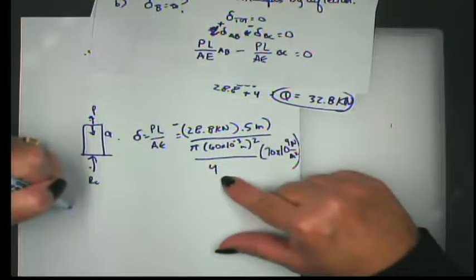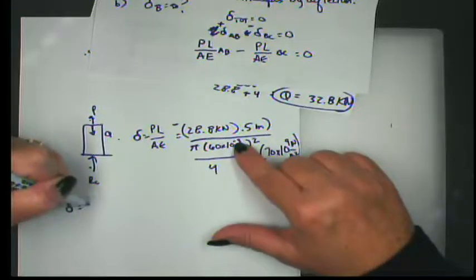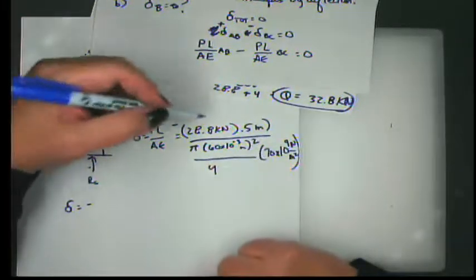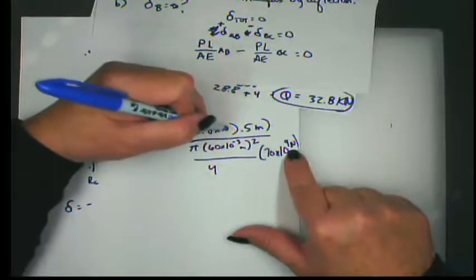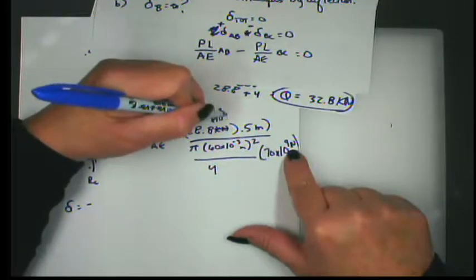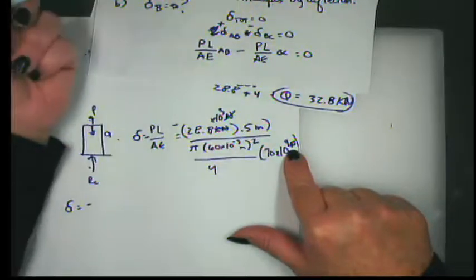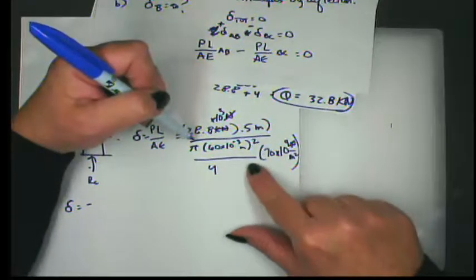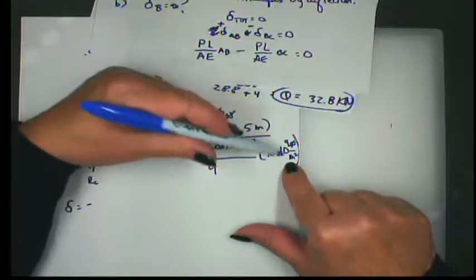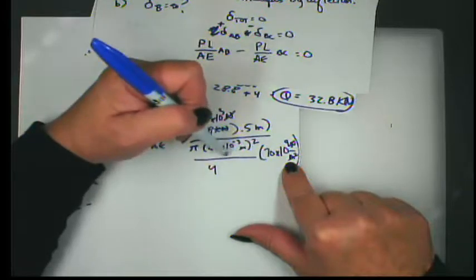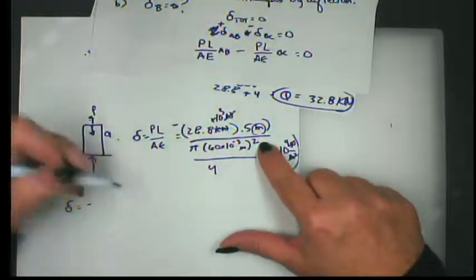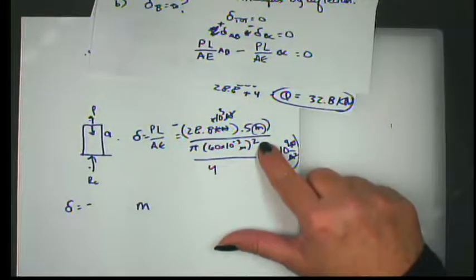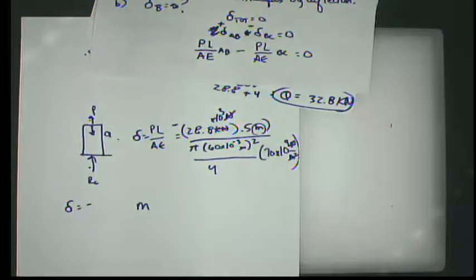Okay, so we get negative, and let's do this, because this is in newtons. Let's write this as times 10 to the 3rd newtons so that we can get rid of those units. And then we have meters squared, canceling meters squared here, and we're left with meters. Do you think that's a good unit for a deflection? Yes, I do too.